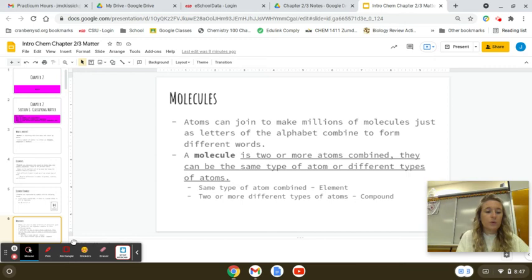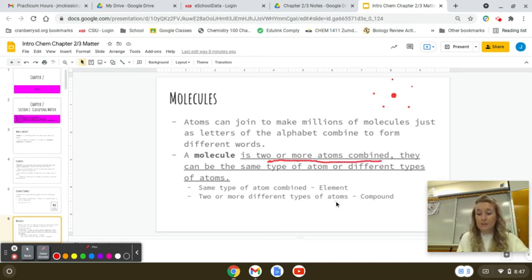So molecules. When we talk about an atom, we usually just mean one individual atom, a nucleus with electrons on the outside. We have this nucleus, and then around the outside we have these little electrons. That would be one atom, okay? When we talk about a molecule, we mean two or more atoms combined.